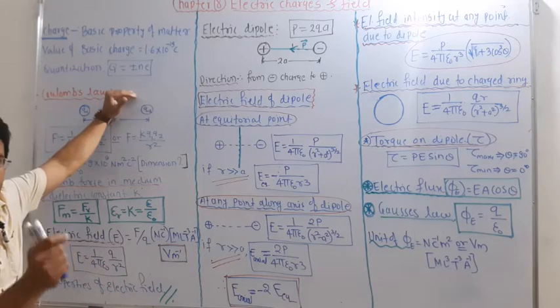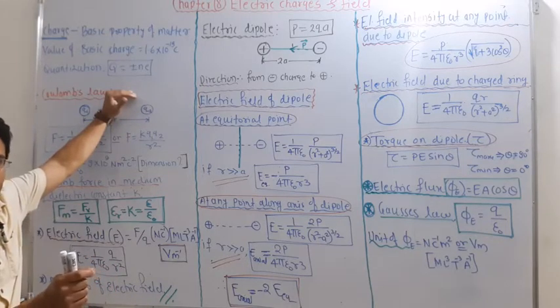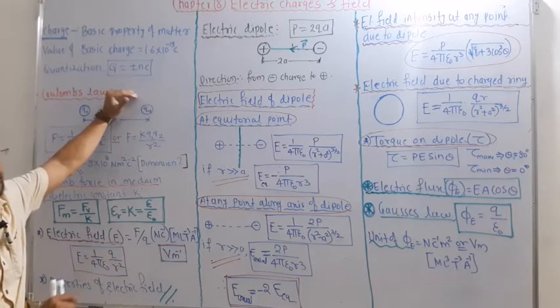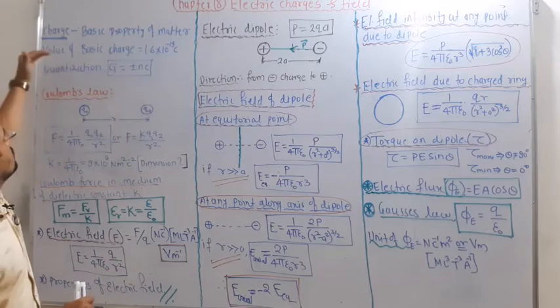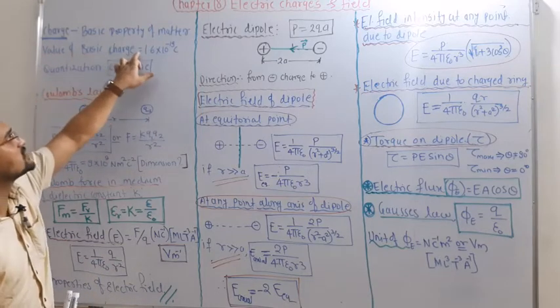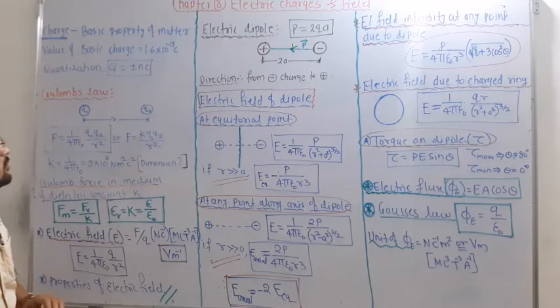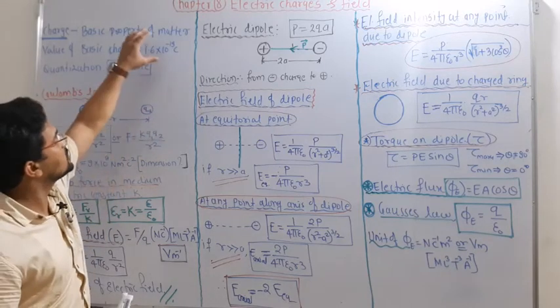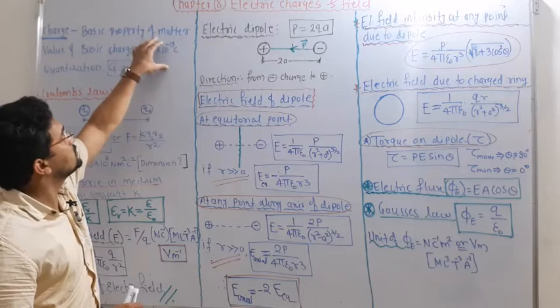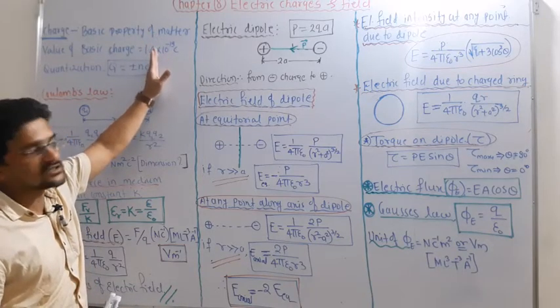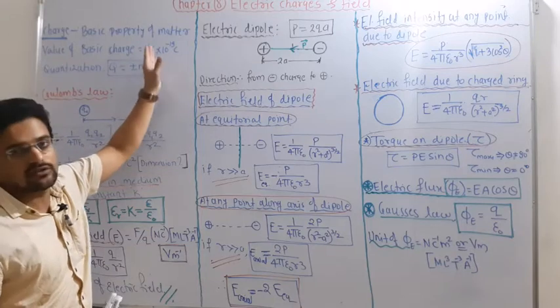Just as mass is a property of matter, charge is also a property of matter itself. The basic value of charge is 1.6 × 10 to the power of minus 19 coulomb, and coulomb is the unit for charge, remember. No charge is present that is less than this charge. This is the minimum charge, and everything starts from this point only.